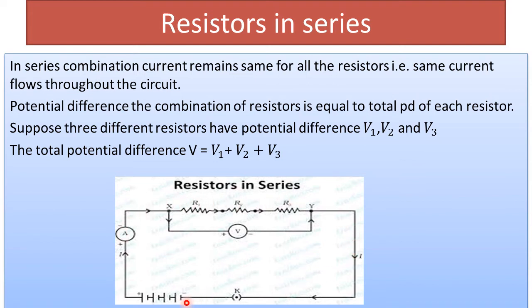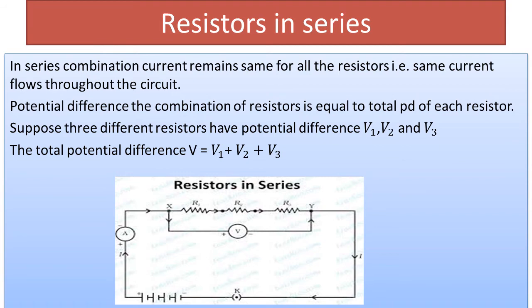And as you can see here, there is only one route available for the current to flow. So the same current will flow through all the three resistors, or you can say the same current flows through the entire circuit when resistors are connected in series. But then, is the same amount of potential difference available to all the three resistors in such a circuit? Then no. Same PD is not available to each resistor.